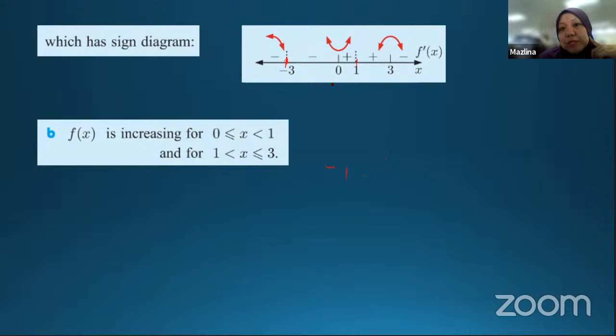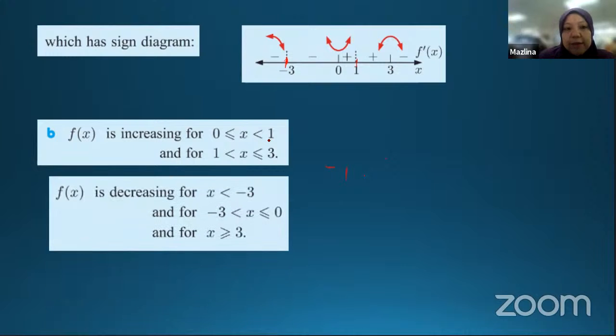Nampak? X between 0 and 1, it is positive. Therefore, the curve will be increasing. And then from 1 until 3, the curve is still positive. Right? So if it is positive, the graph is still increasing. Ya? Tapi dia split dekat 1 ni because it has the point of inflection there. Okay? And we go further.